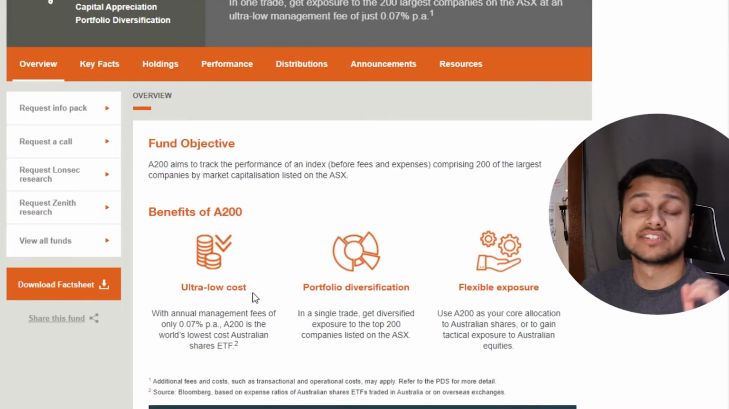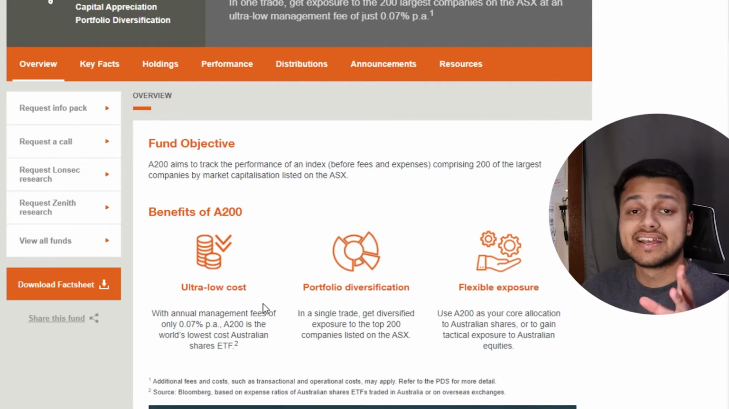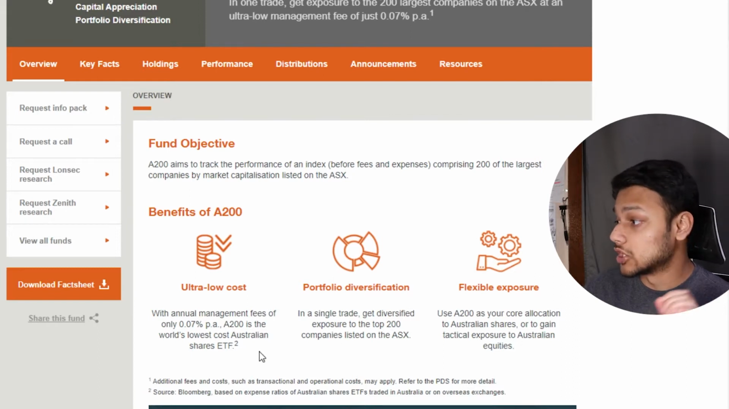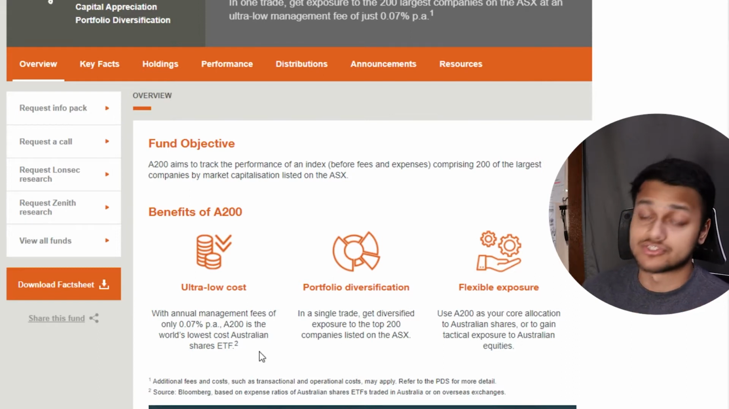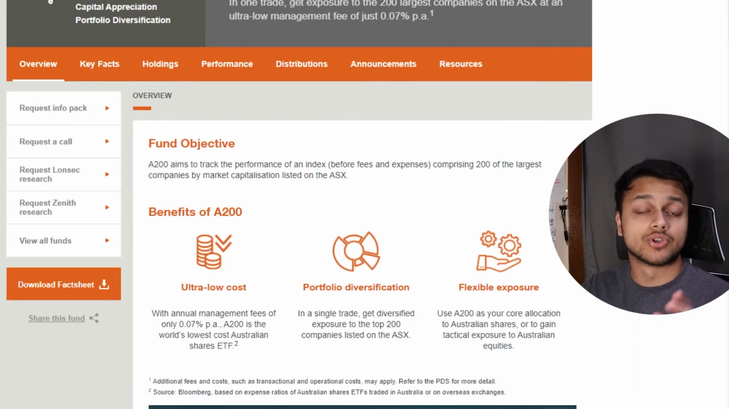Now, some benefits of this ETF are obviously the ultra low cost that we just spoke about. Now, 0.07% per annum turns out to be a $7 fee per $10,000 invested, which is very dirt cheap. In fact, according to Bloomberg, A200 is the world's lowest cost Australian shares ETF, so there you go. Now, this fee gets charged annually, but just keep in mind that this is not an out-of-pocket expense. With these broad market ETFs, generally you'll find that most fees are below 0.1%, so this ETF fits quite well in that price point.